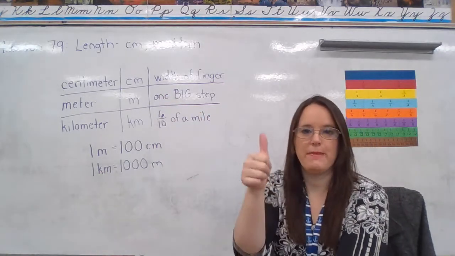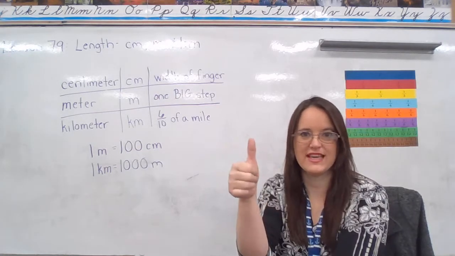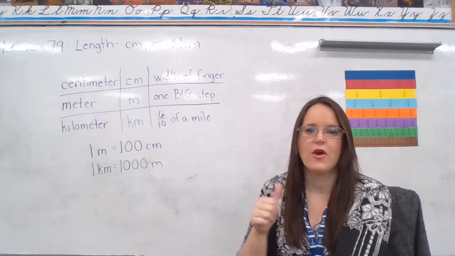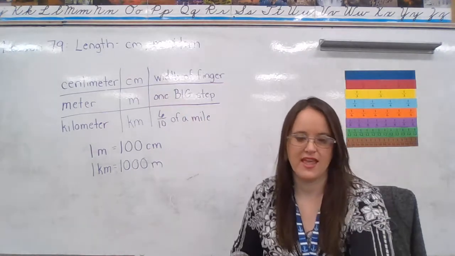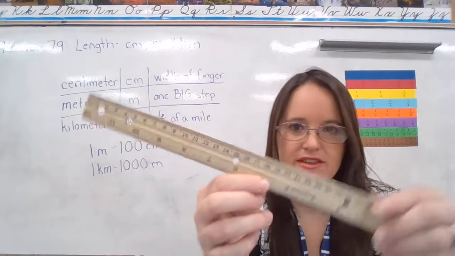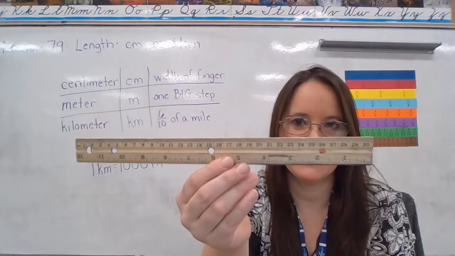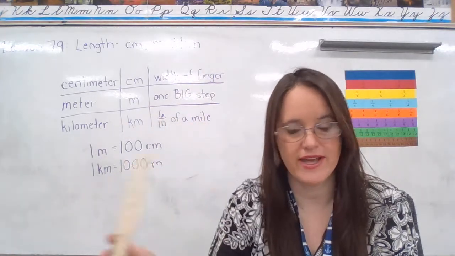Centimeters are about the width of your thumb. So from one side to the other, you can stick your thumb in front of you and say, yeah, that's about a centimeter. We abbreviate it with the letters cm. And you have centimeters on your ruler. There's inches on one side, centimeters on the other side. And so we can use this one ruler to measure either way.